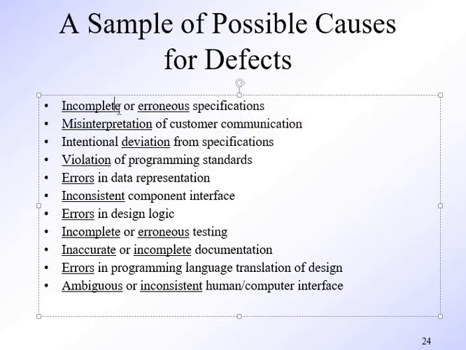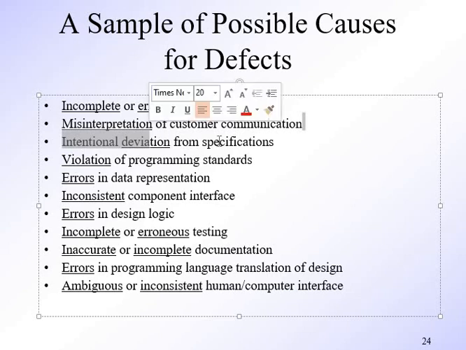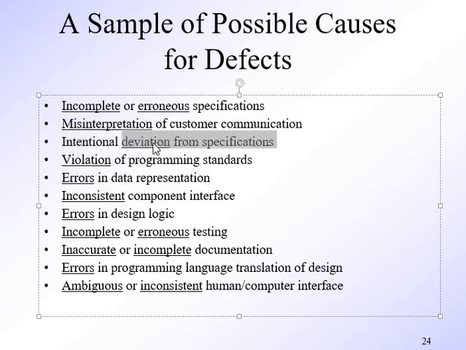So first of all, what should be the reasons for the failure? The first is that the requirements are not proper, the communication with the client is not proper, change from the requirement, not following the proper programming standards, error in the data, inconsistent components, errors in the logic, incomplete testing, inaccurate documentation, errors in the programming language, and an ambiguous or confusing human interface or computer interface. So this is the kind of thing that can lead to defects in the product or defects in the software, right?